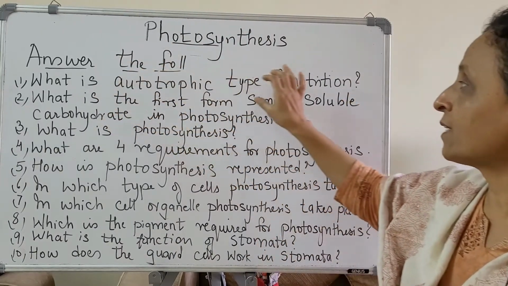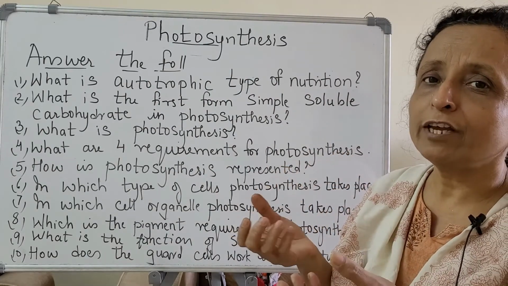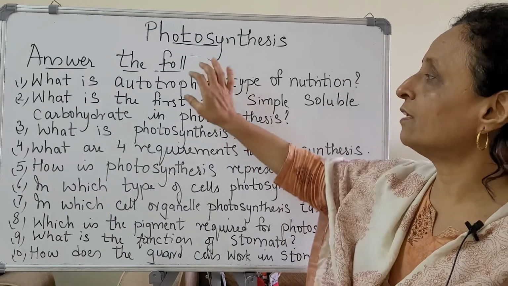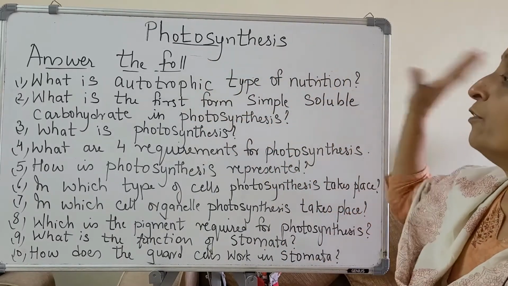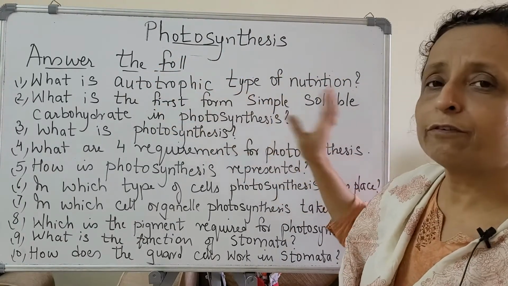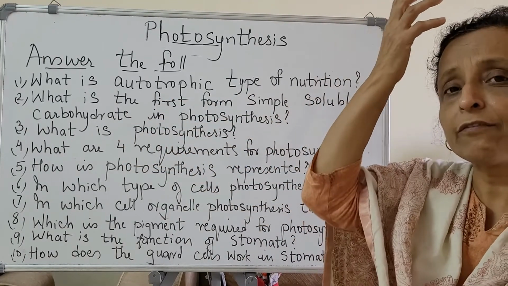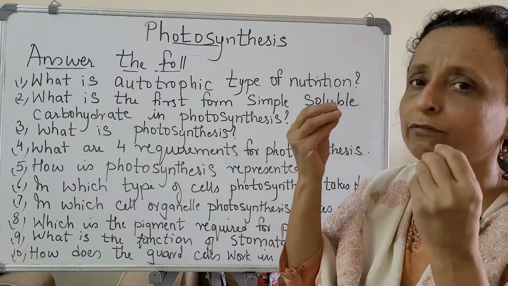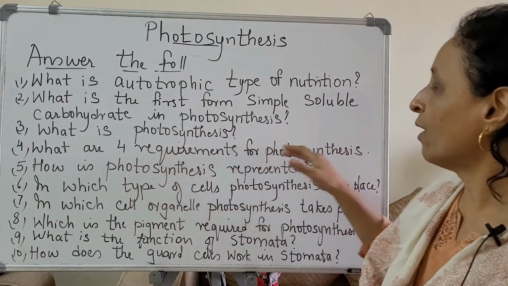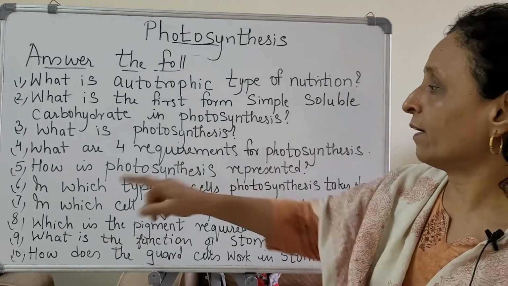What is autotrophic type of nutrition? It is the plants, they prepare their own food with the help of carbon dioxide and water, with the help of sunlight and chlorophyll. That is autotrophic type of nutrition. What is the first form of simple soluble carbohydrate in photosynthesis? Glucose. What is photosynthesis? It's a process of absorbing sunlight using chlorophyll, carbon dioxide and water and making glucose. What are the four requirements for photosynthesis? Carbon dioxide, water, chlorophyll and sunlight.